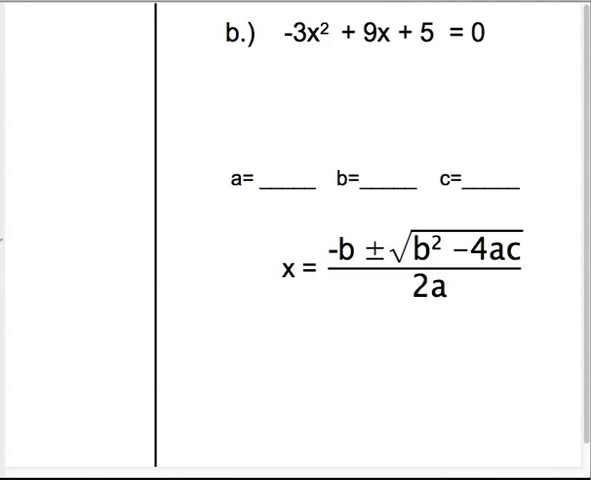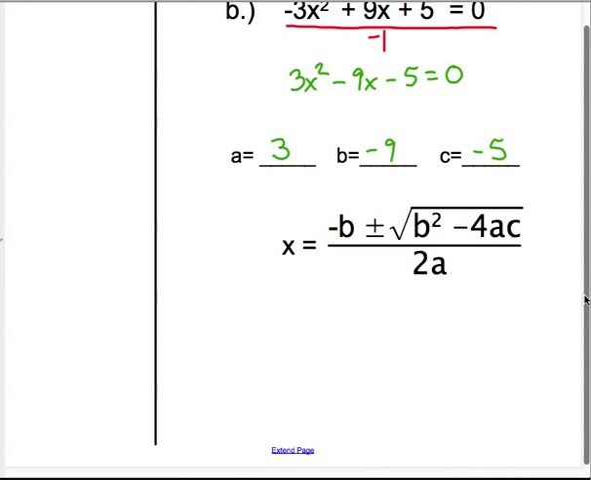All right, so this one we have a coefficient in front of our x squared. The problem is that coefficient is negative. Now you can use the quadratic formula with a negative a, but the simplifying at the end gets kind of tricky. So what we're going to do instead is just divide everything by negative 1. So we end up with a new equation of 3x squared minus 9x minus 5, and of course 0 divided by negative 1 is still 0. So our a is a positive 3, our b, the coefficient of our x, is negative 9, and c is our constant, which is negative 5.